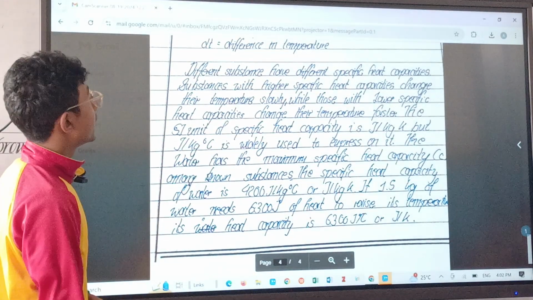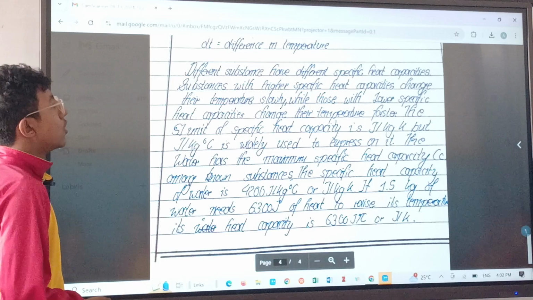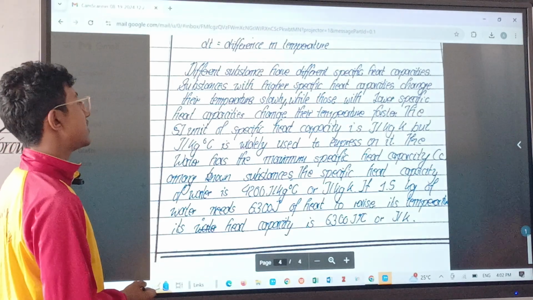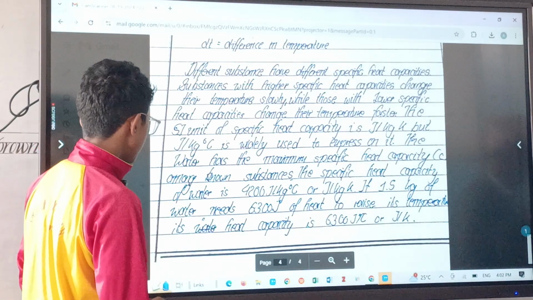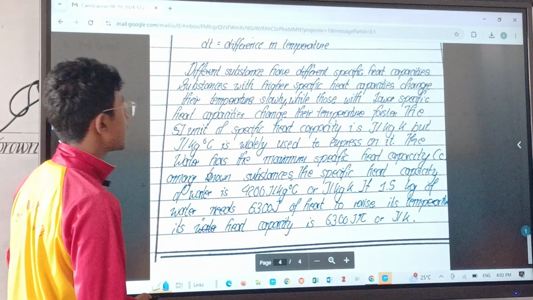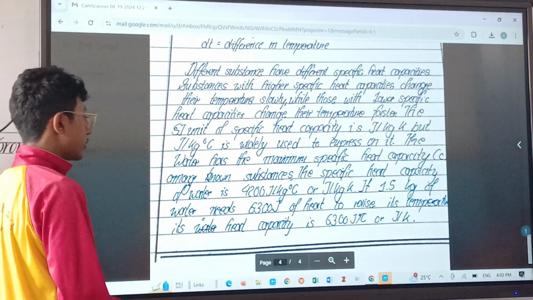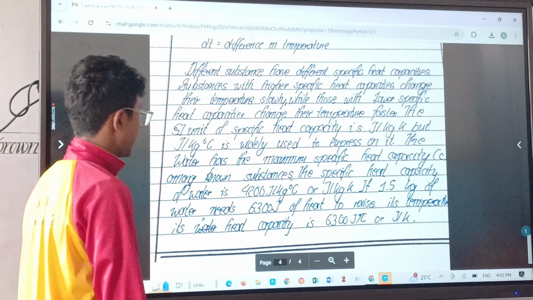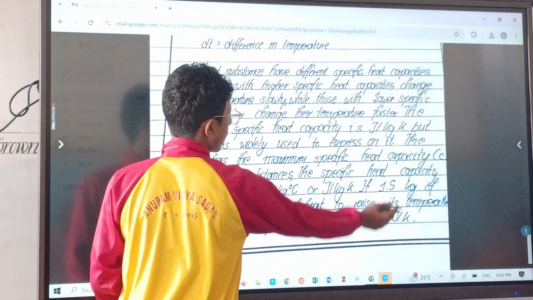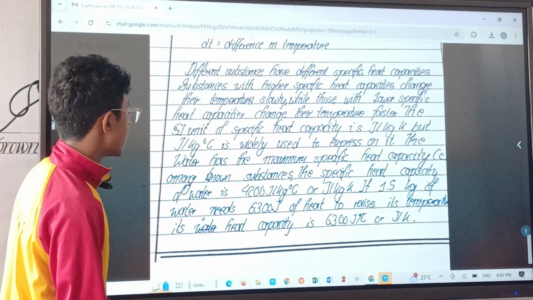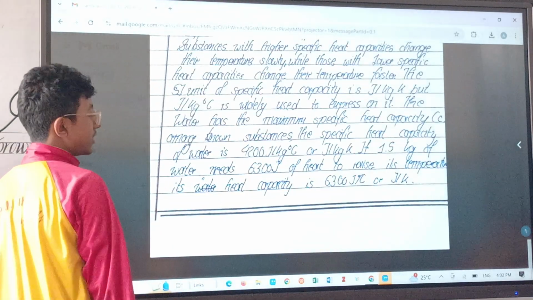Different substances have different specific heat capacity. Substances with higher specific heat capacity change temperature slowly, while those with lower specific heat capacity change temperature faster. Water has the maximum specific heat capacity among known substances; the specific heat capacity of water is 4200 joule per kg per degree Celsius. Here is one given: if 1.5 kg of water needs 6300 joule of heat to raise its temperature, its heat capacity will be 6300.